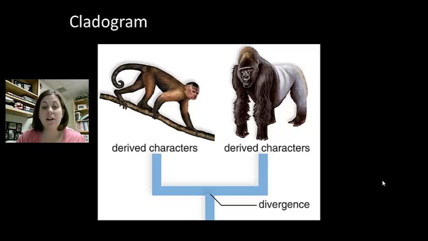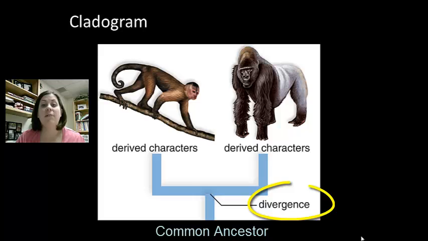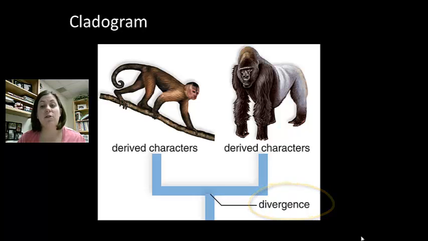So if you look here, down at the bottom of this particular diagram, you would see that the common ancestor is down here, and then a divergence happens where they have new derived characteristics. So you see the monkey over here has a tail and things like that, whereas your ape or your gorilla on the other side doesn't have a tail. There are characteristics that make them different, but they were related at some point. So a cladogram is used to illustrate these.